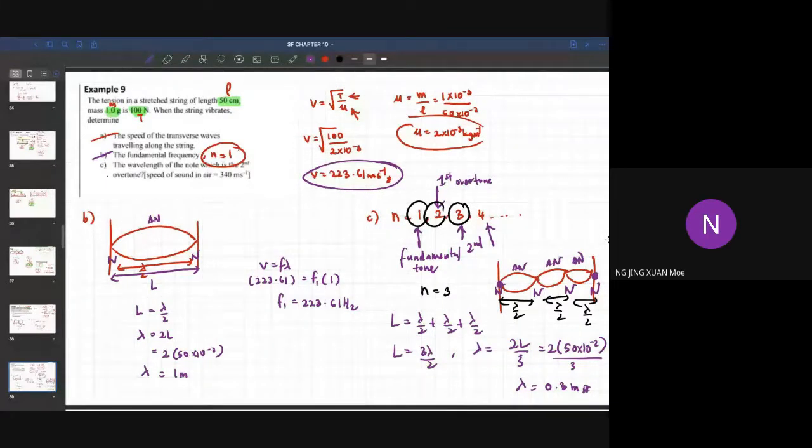Miss, why did they give the speed of sound in air? Okay, this one, they just want to confuse you. Actually, I forgot to mention earlier, you can just throw this one away. Because now they want the speed of the same sound wave, so we can just reuse the same one. Okay, can? Can, thank you.